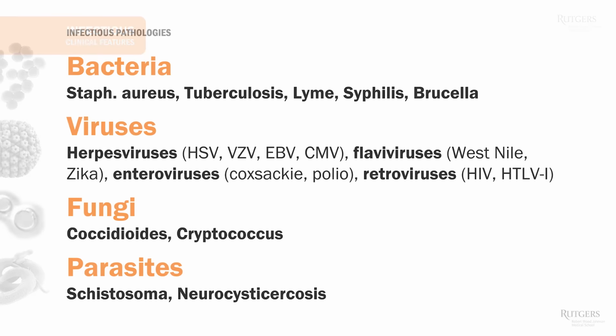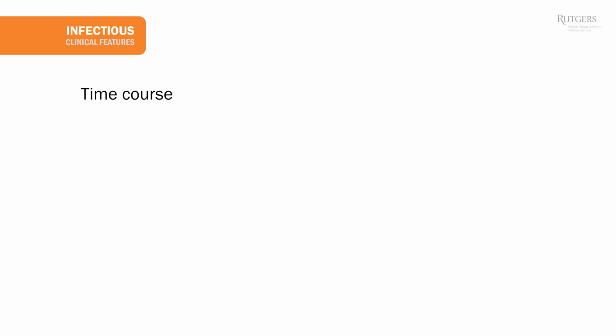Well, time course for one. We talked about how most infections are acute to subacute. Think Lyme, herpes, polio. But as with most things in medicine, there are exceptions. Tabes dorsalis, for example, a manifestation of tertiary syphilis, can occur decades after primary infection. TB and HTLV-1 infections can also cause slowly progressive symptoms. Fevers are certainly seen in many infections, especially bacterial. But not every infection causes fever. For example, HTLV-1 and neurocysticercosis do not.